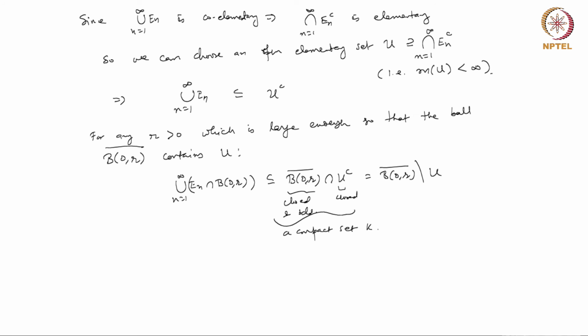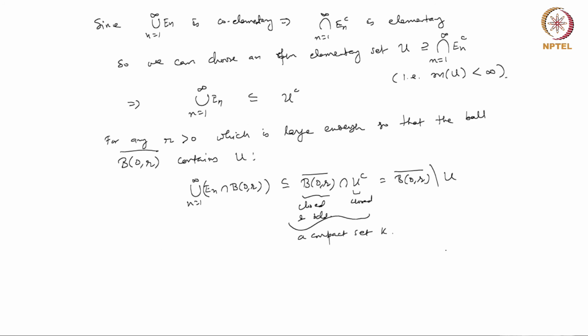So therefore this implies that there is a slight mistake here. This should be, the inclusion should be the other way around. So here we have a compact set K which is contained inside this infinite union, but in fact we can discard those sets En which do not intersect B0R.